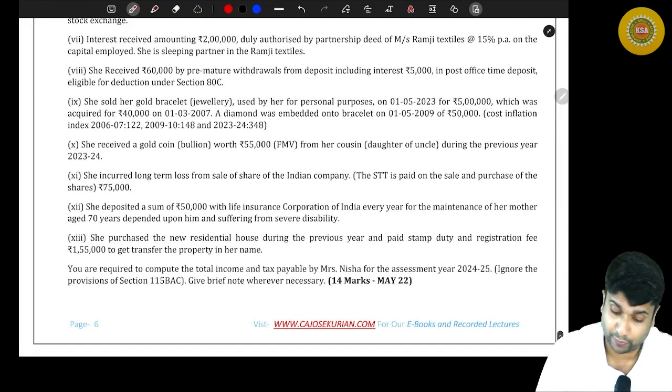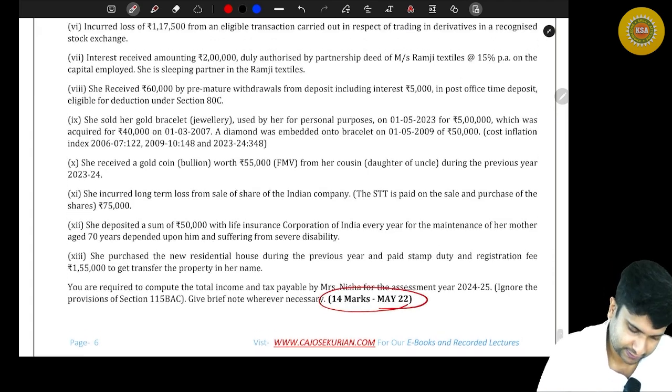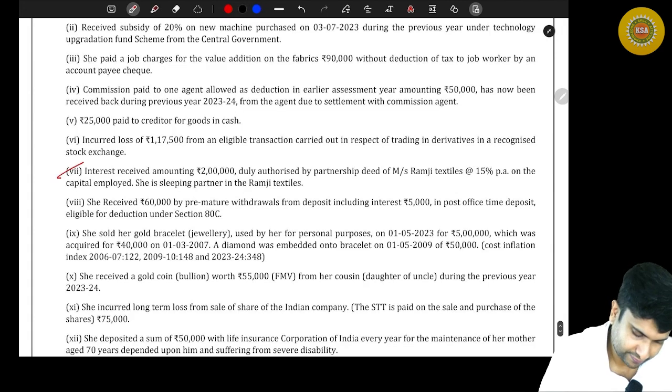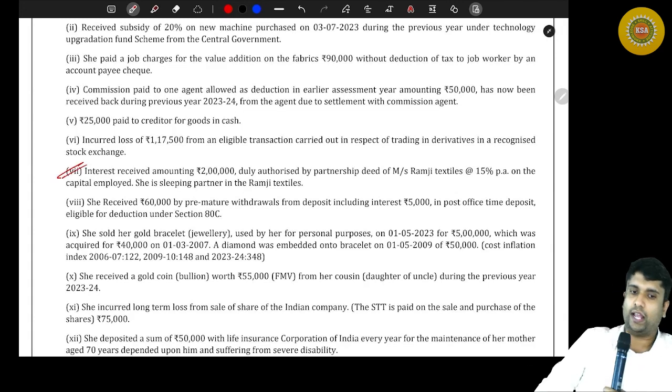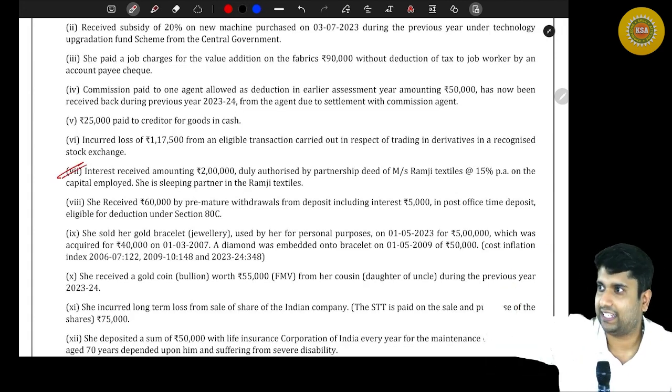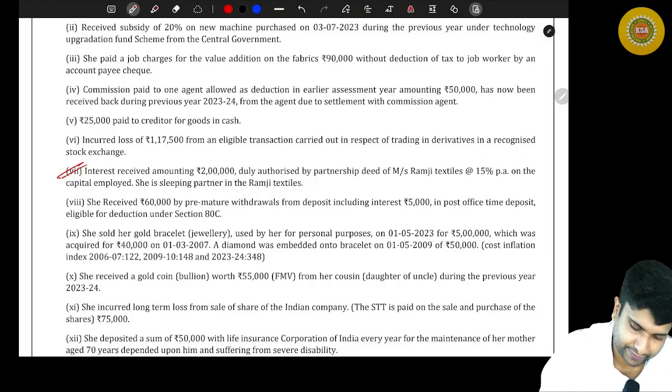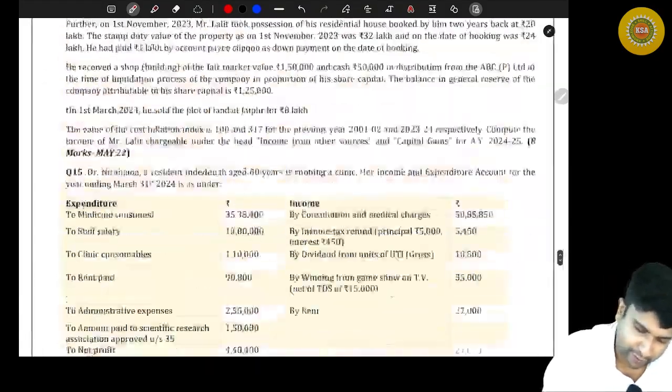May 22, sorry, it's May 22. 14 mark question. This is the one: interest received amounting to 2 lakh and so on. But first let's complete the five heads. Then we will discuss this question. It is there, 14 mark question, May 22. I've selected this question.